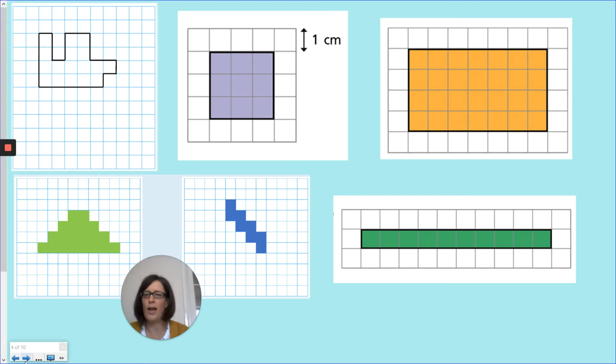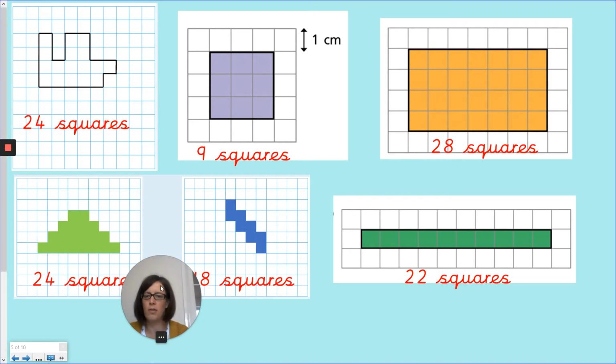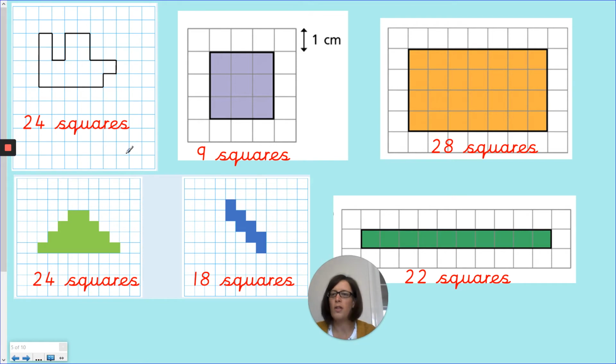Okay, let's have a look at the answers. So this first one had a perimeter of 24 squares. So did this one here, 24 squares. This one had a perimeter of 9 squares. This one had a perimeter of 28 squares. This one was a perimeter of 22 squares. And this one had a perimeter of 18 squares.